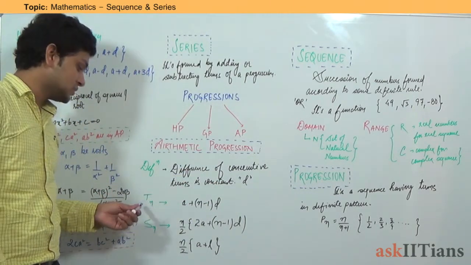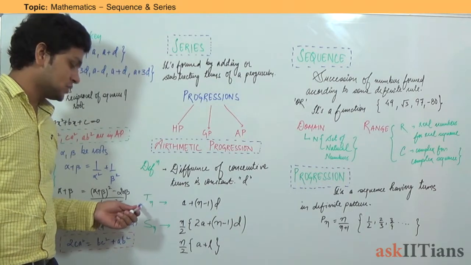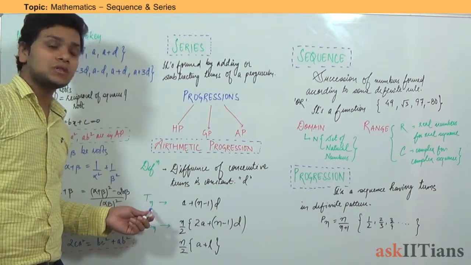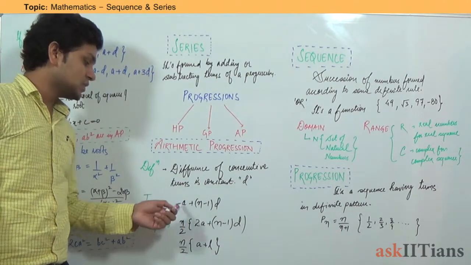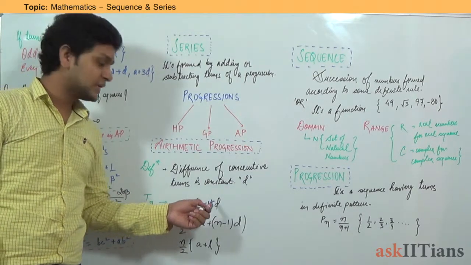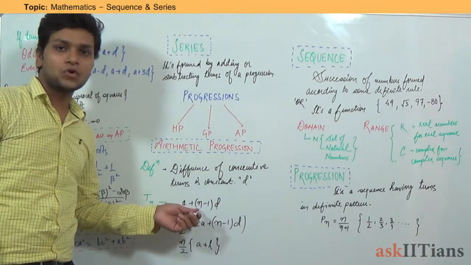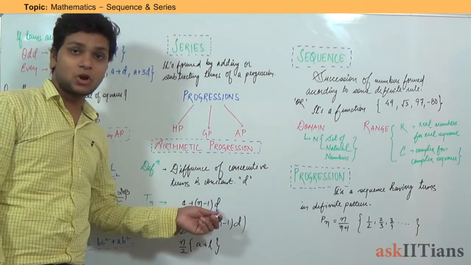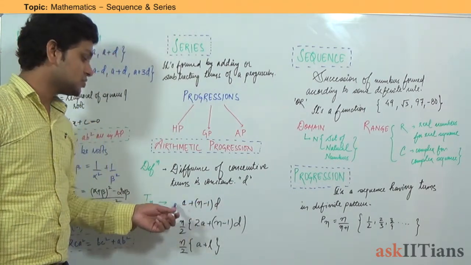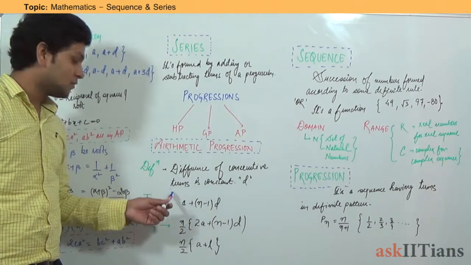Now we will come to the general term. T denotes the term, and n denotes the index of the term. So T_n is equal to a plus n minus 1 times d. a is the first term of the AP, n is the index for which we are writing the term, and d is the common difference. This is the general form of the term of an AP.